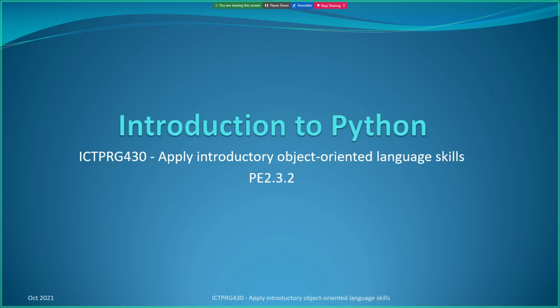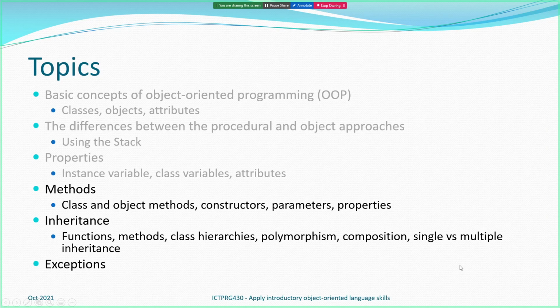So today we will be going through part 2 of chapter 3. We'll be going through methods, inheritance and exceptions as they relate to classes and objects.